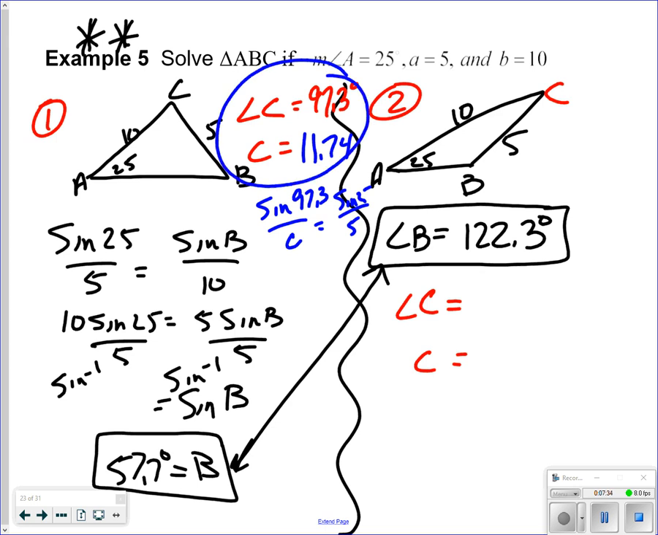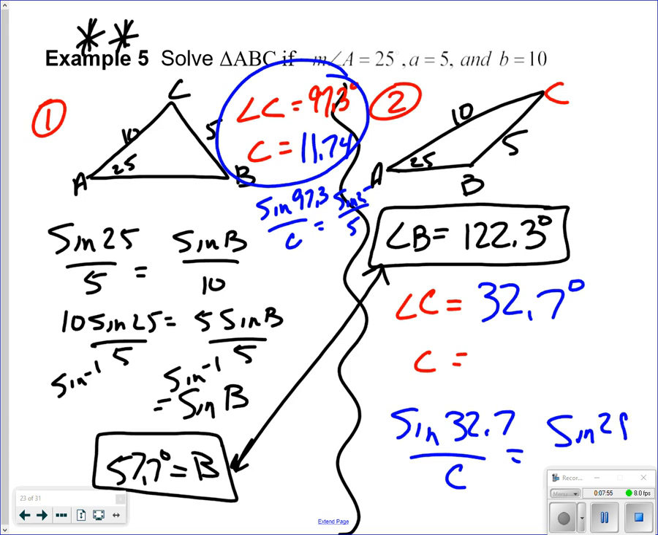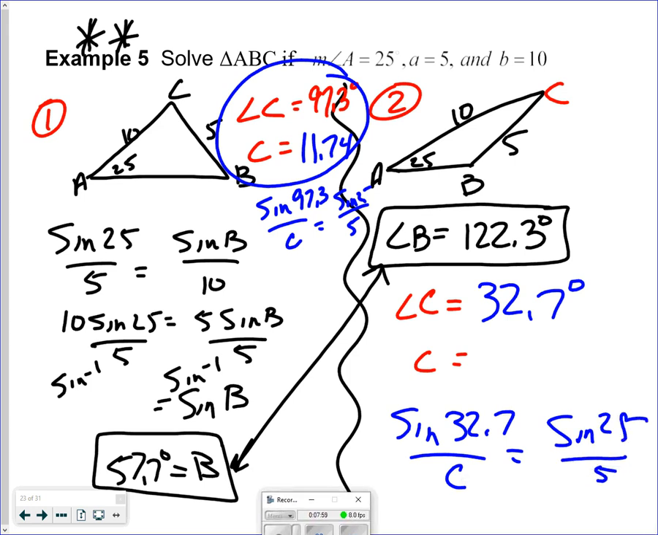Over here, I got a little more space now. First I have to find angle C. So B is 122.3. A is 25. Add those together, subtract from 180. That makes C 32.7 degrees. And now the sine of 32.7 over C would equal the sine of 25 over 5. Cross multiply and solve. C is 6.39.